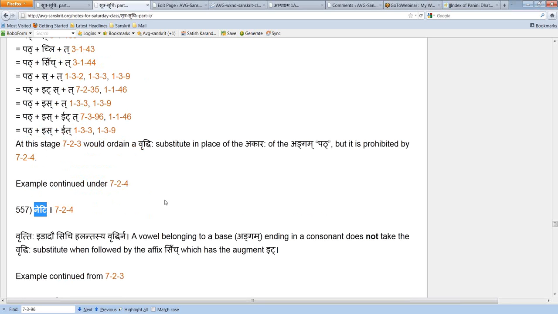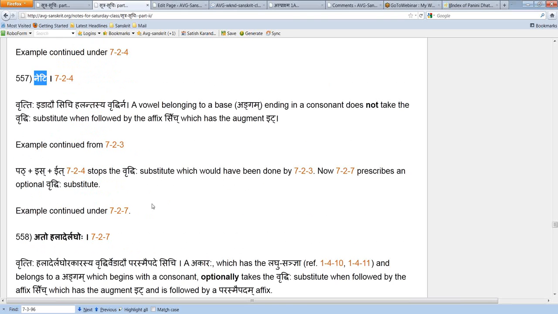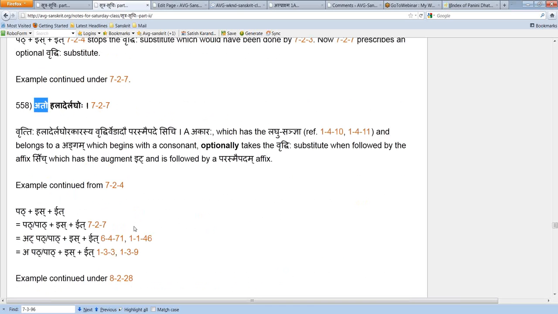vriddhi. In the case of patha, we had vikalpena vriddhi by atohala de lagoho. That's only because patha had akara. This dhatu, buddha has ukara. So there is no question of vikalpena vriddhi, because 7 to 7 only applies. There is the akara in the angam. Okay, right now we don't have that. Otherwise the remaining steps are the same.